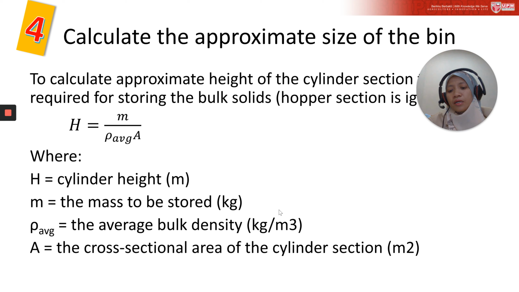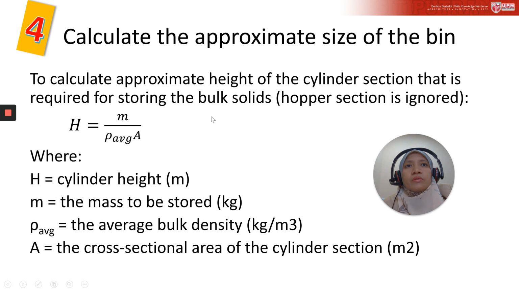Then step 4. Step 4 is to calculate the approximate size of the bin. This is the formula to calculate the approximate height of the cylinder section. This formula is to calculate only the cylinder section, where the hopper section is ignored. The hopper section is the conical part, or the wedge part. Here we have H for cylinder height, M for the mass to be stored, rho for the average bulk density, and A for the cross-sectional area of the cylinder section.